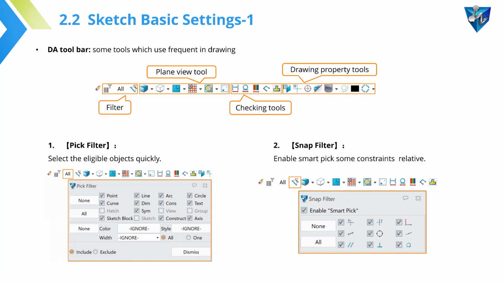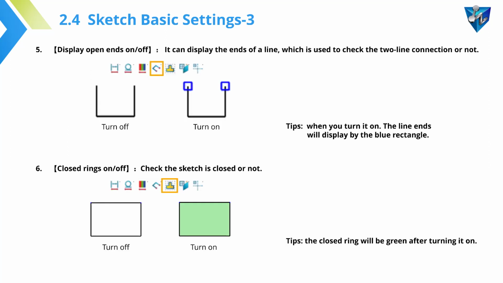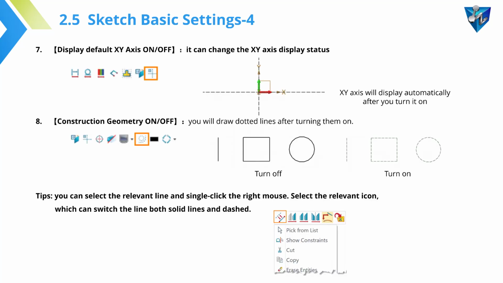It includes the filters, such as the pick filters and the snap filter, and the grid function to turn on or turn off the grid, and this icon to choose always display color code on and off. And this is the open ends on and off, and this is the close ring on and off. Also, the DA toolbar can display the default XY axis or the construction geometry on and off.